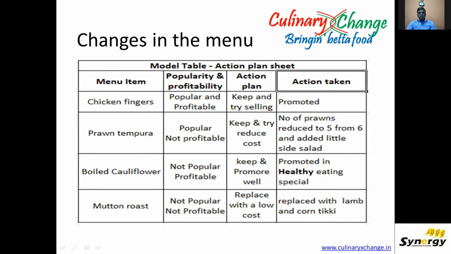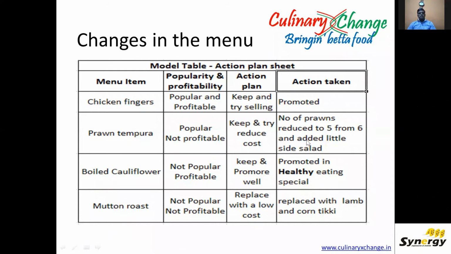Here we will see a small table. The menu item here is chicken fingers. It is popular and profitable, so we don't have to do anything about it. It is selling more and it is giving good profit. What do we do? We keep this menu item in our next menu, and we also try to sell a little bit more so that we can get a better profit.